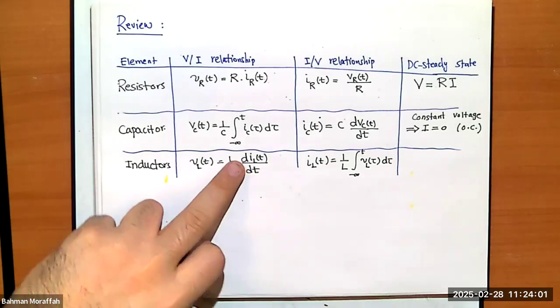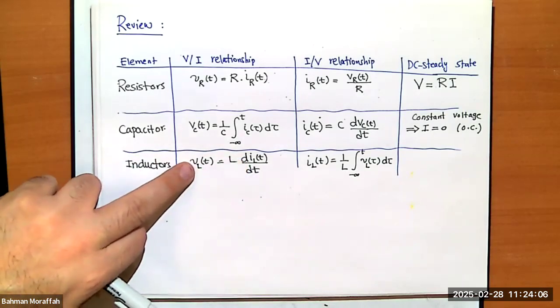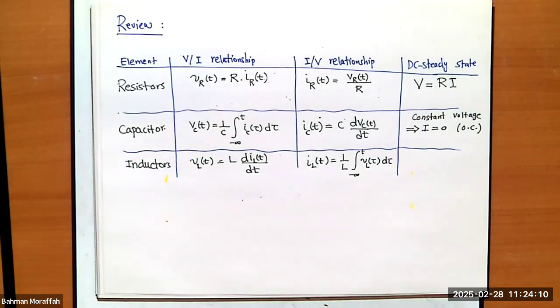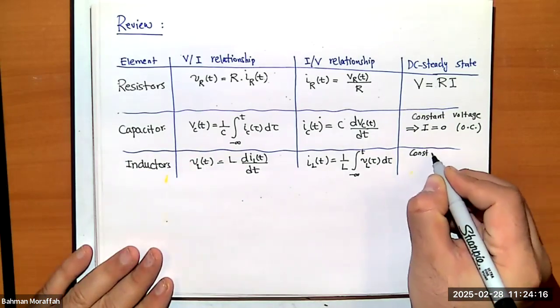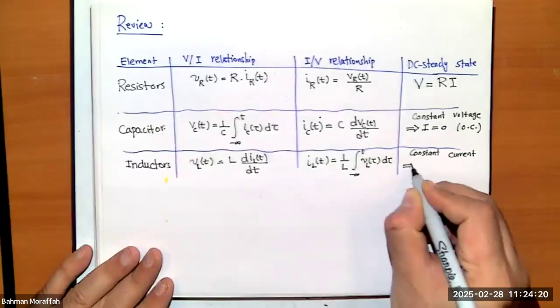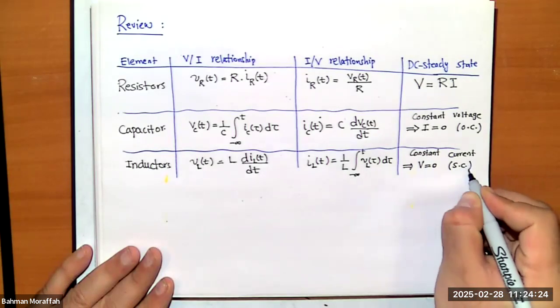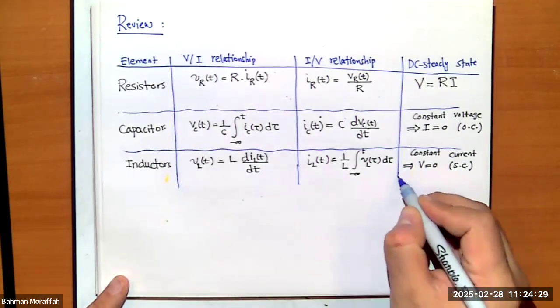As soon as current through it is constant, it means the derivative of it is 0, which means voltage across it must be 0, which is similar to saying we have a short circuit, right? So constant current means voltage must be 0, which is a short circuit, right?